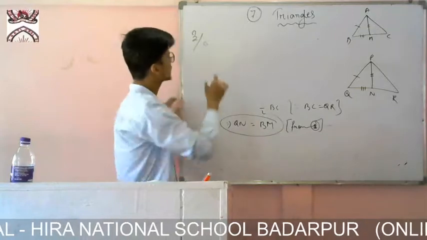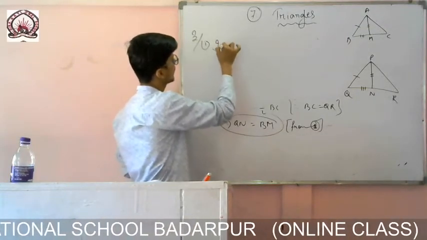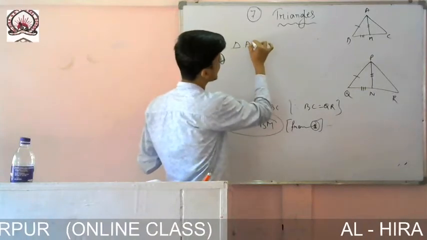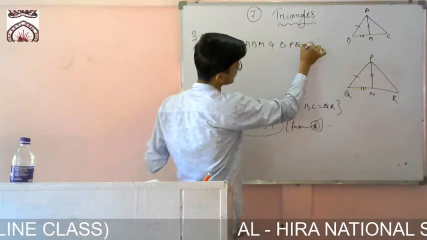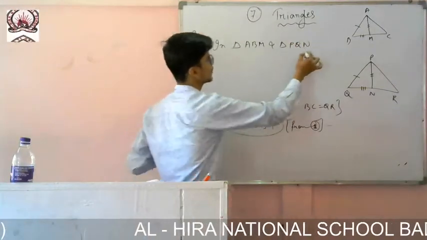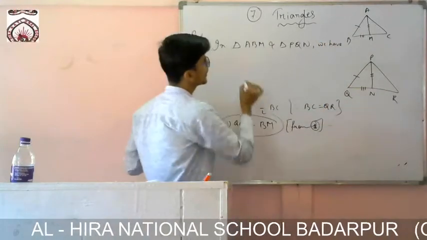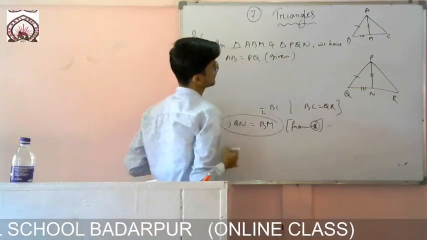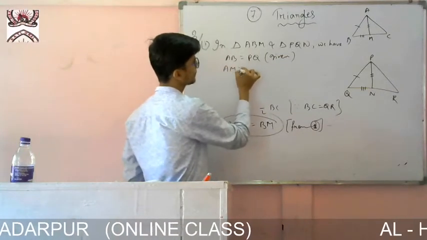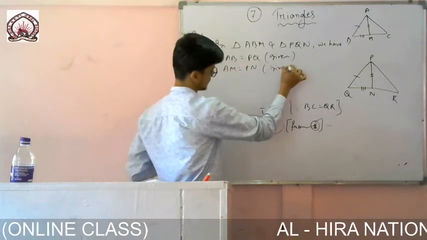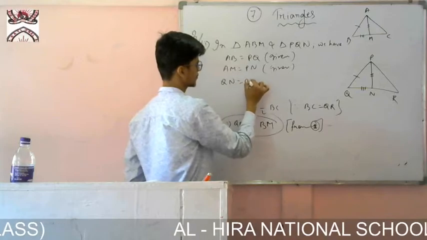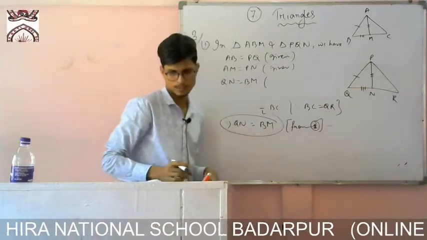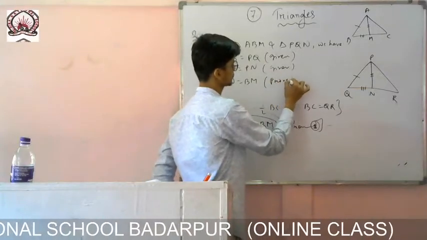Now let me take Roman number 1. In triangle ABM and triangle PQN, we have AB is equal to PQ, given, then AM is equal to PN, given, and now QN is equal to BM, proved.